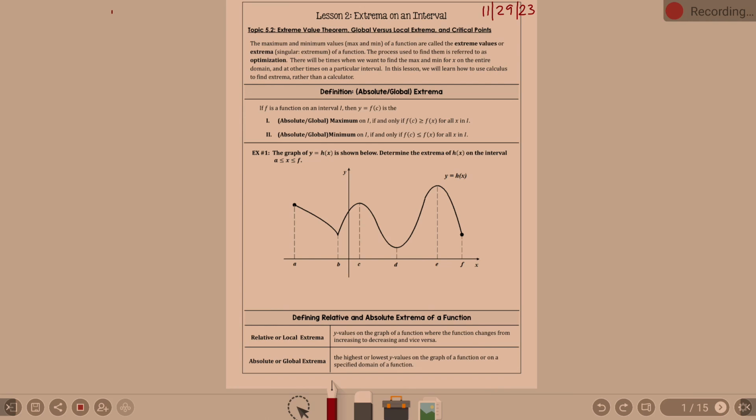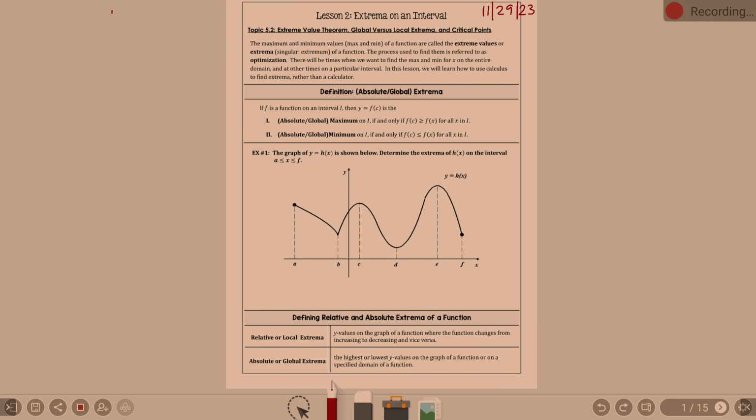Now, max and min values of a function are called the extreme values or extrema. Singular is extremum. I'm not sure I knew that. Or let me rephrase that. I obviously knew it because this is not the first time I've read these notes, but I'm not sure I remembered that. How's that? Extremum, huh? Now, the process used to find them is referred to as optimization.